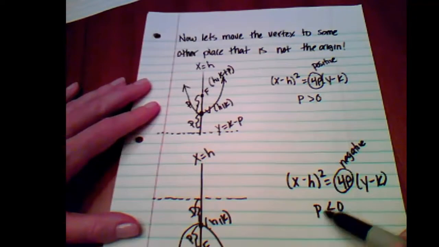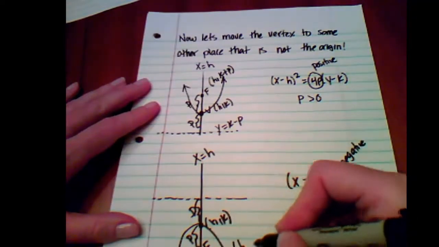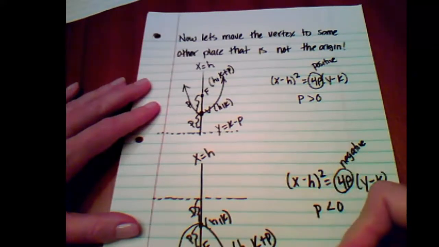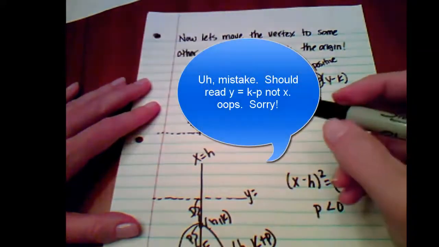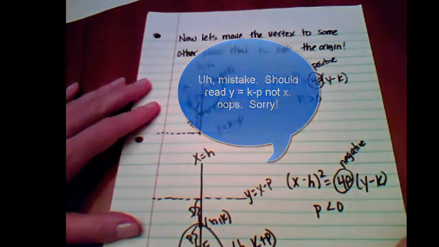Since p is less than 0, it's a negative value. My focus is still going to be the h value, k minus a negative p, which would put it as positive. And then my directrix would be y equals k minus a positive p, so you would still get x minus p as a value.